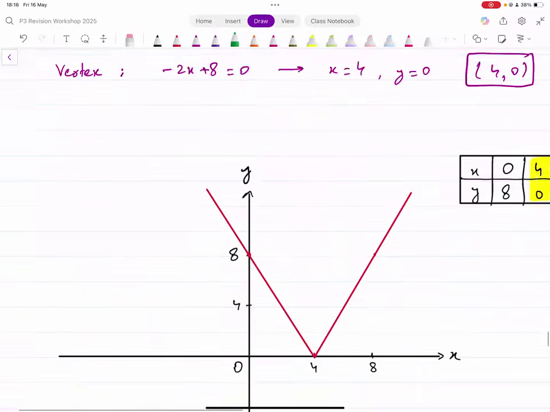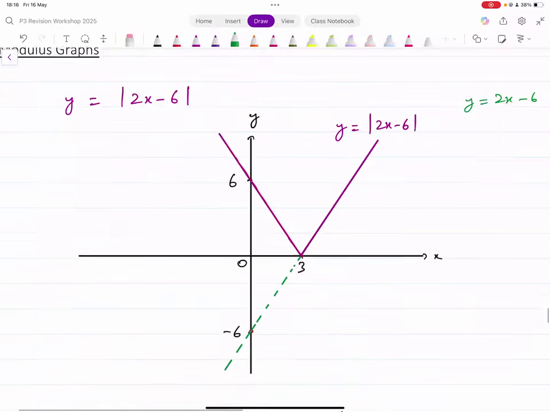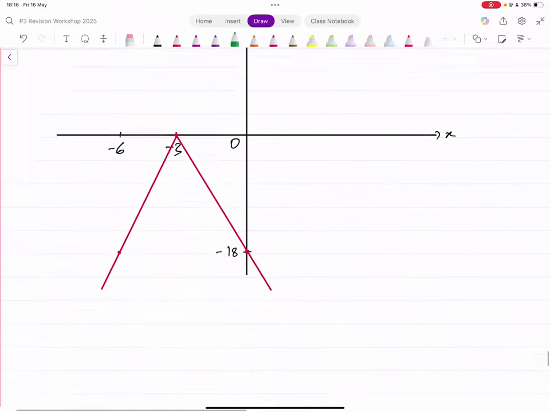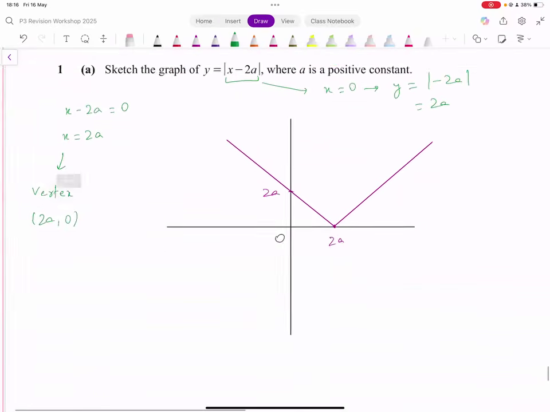In these graphs that I showed you, if you were to draw a vertical line here in the middle at the vertex, the graphs are symmetrical. Whatever you get on one side, it should be a similar shape that you get on the other side as well.